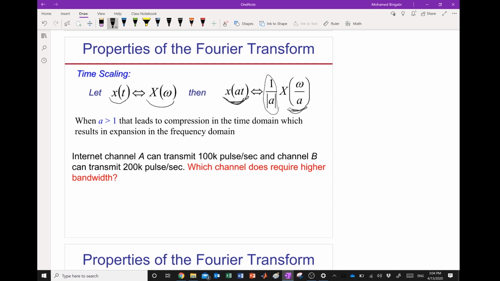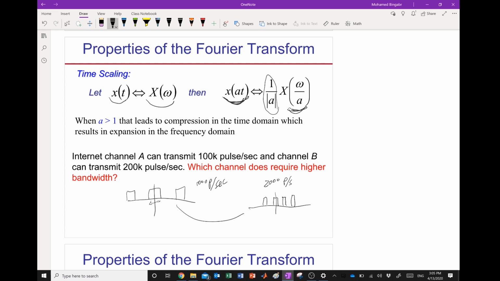If I told you you have a transmission channel that transmits 1,000 pulses per second, that is this first channel. That means every 1 millisecond you send a pulse, so the pulse has to be 1 millisecond or less. Now there is a channel that transmits 2,000 pulses per second. If it has to transmit 2,000 pulses per second, the width of the pulse has to be very small, so it can squeeze 2,000 of them in 1 second.